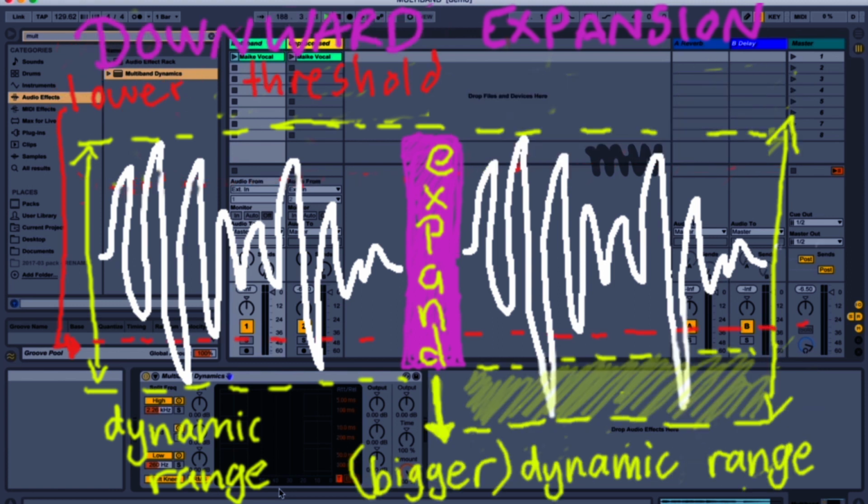You can also do that downwards, so you can take the softest point, and if that's softer than a specific amount, for instance if it's lower than a threshold, you can say, you know what, I want it to be even softer, and that's downward expansion.